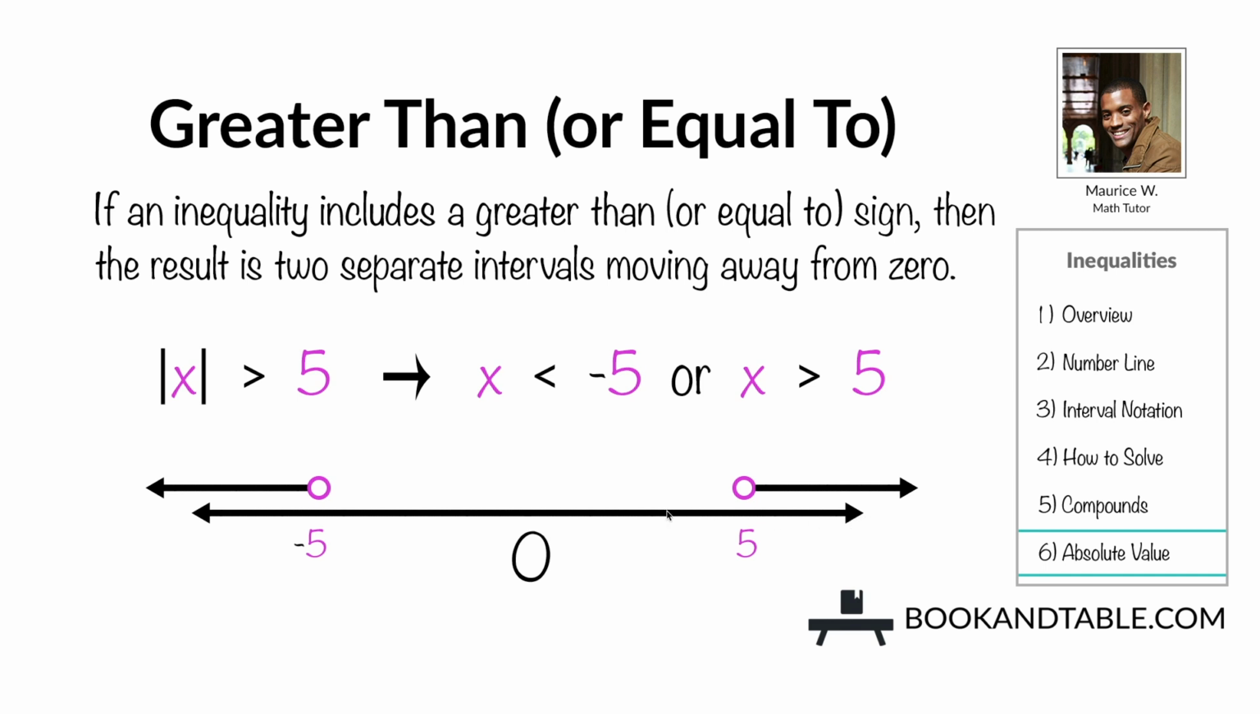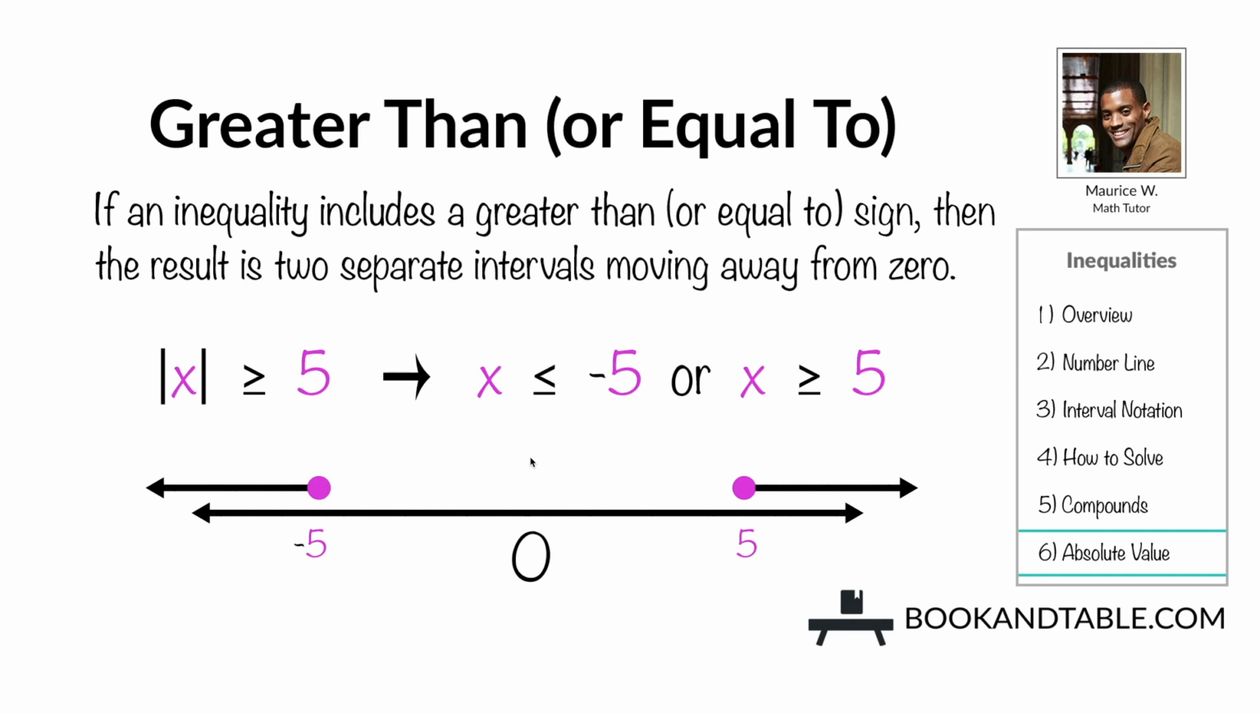So we see when we had less than, the two lines were moving toward each other to meet at 0. For greater than, the two intervals are moving away from each other since the absolute values are greater than some number. So on the positive side, they're going to become more positive. And on the negative side, they'll become more negative, pushing them away from each other this time, not towards each other.